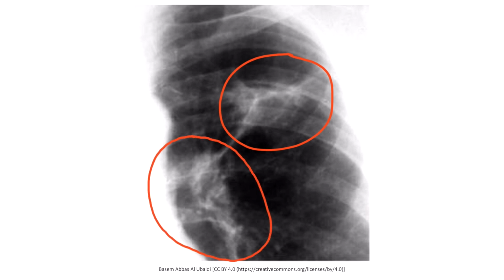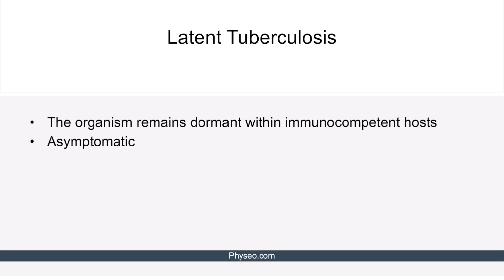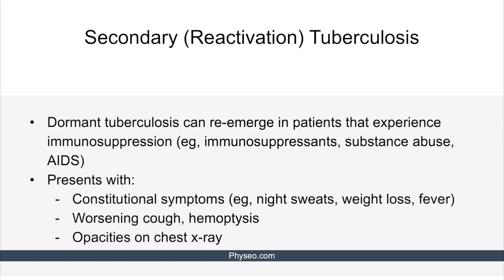This complex forms as a result of the immune system attempting to wall off Mycobacterium tuberculosis from the rest of the body and thus prevent it from spreading further. The primary stage of tuberculosis is typically followed by the latent stage of tuberculosis, in which the organism remains dormant within immunocompetent hosts. Though these patients tend to be asymptomatic, they're still harboring the pathogen, and it's extremely unlikely to go away without treatment. Secondary or reactivation tuberculosis is a progression from the latent stage of tuberculosis that occurs following an insult to the host's immune system.